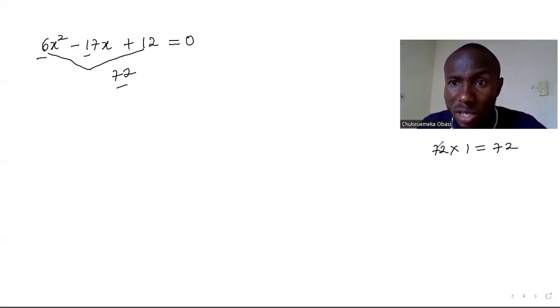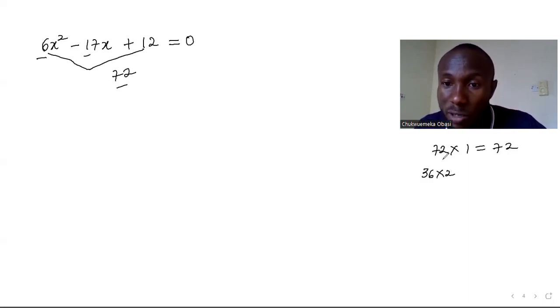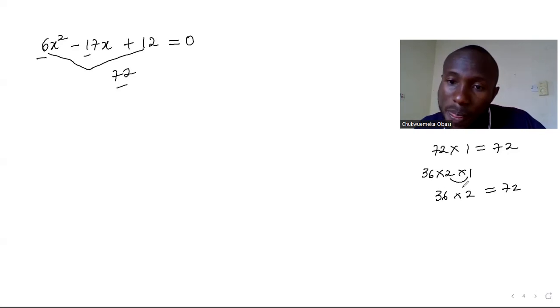Like you see, 72 is divisible by 2. When I divide 72 by 2, I'll get 36, right? 36 times 2 will give me 72. It's still true, right? Now let's see, if I add them or subtract them, will I get minus 17? It's still very far from it. It won't give me 17. So I need to break down 36 again.